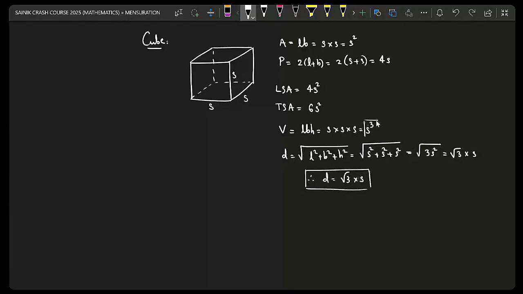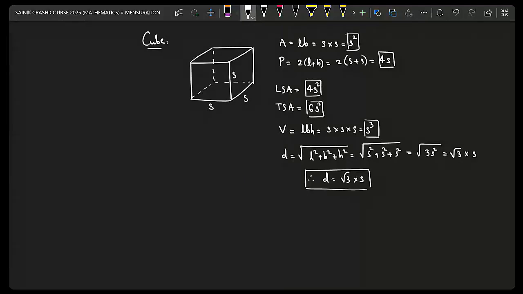And these are the formulas. Volume is S cube, total surface area is 6s square, lateral surface area is 4s square, perimeter of the base is 4s, area of the base is S square. So these are the formulas useful in cube. So any doubts in cube formulas you can ask, then we will go with the problems. Amshuman.